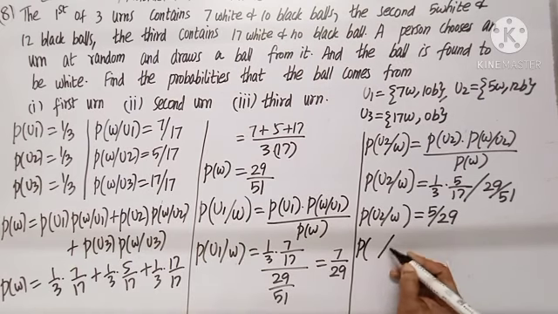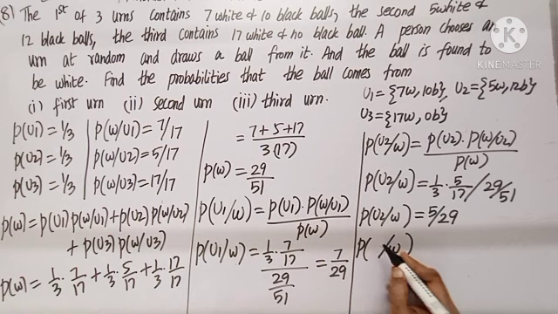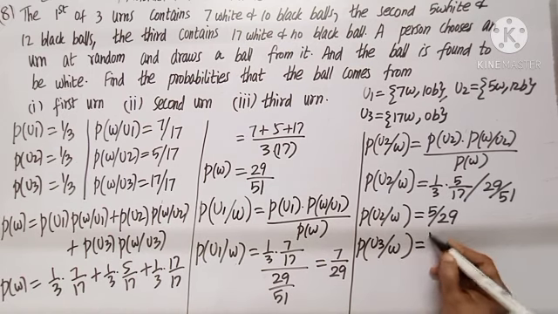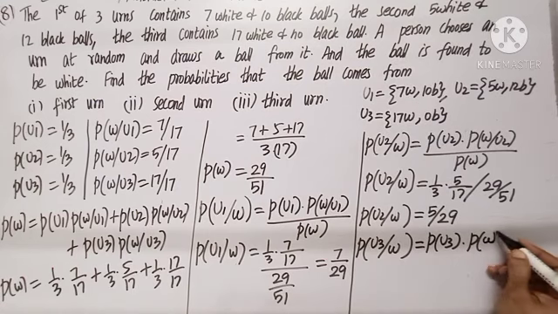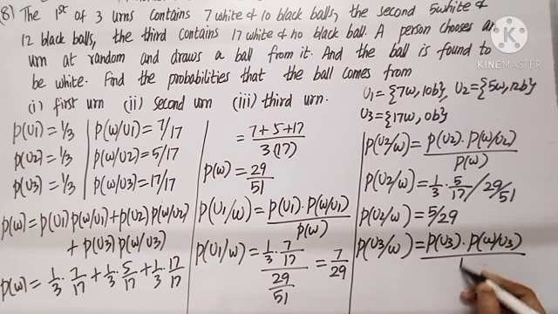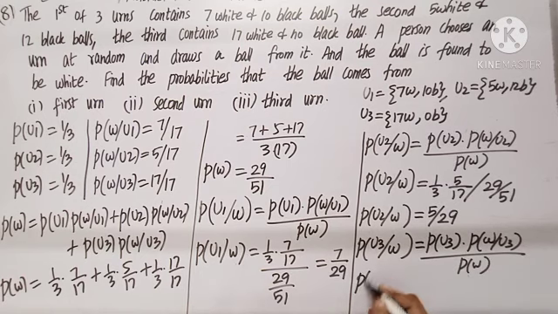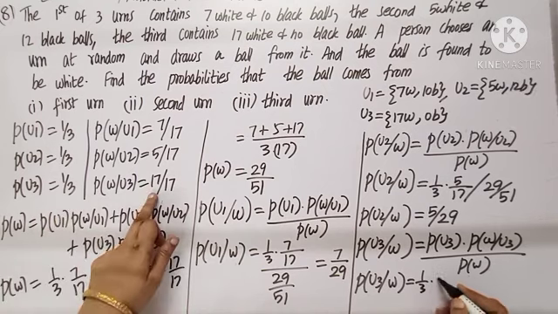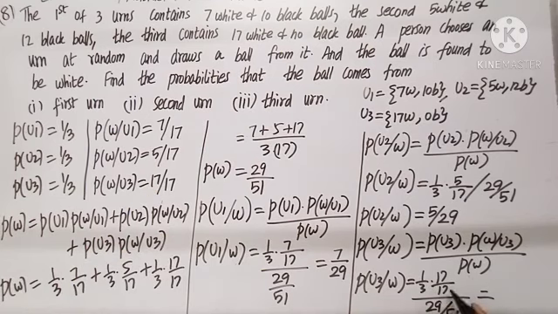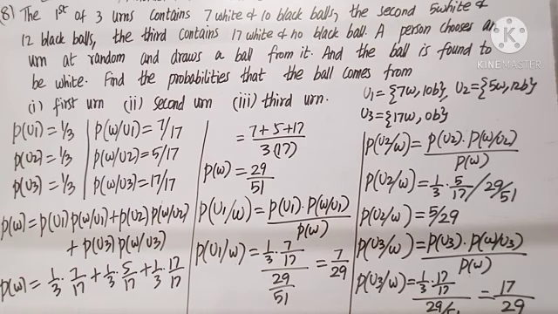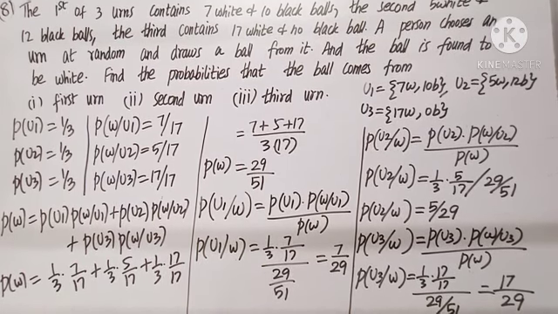What if it is white ball and it is from urn 3? P of U3 into P of W given U3 divided by P of W. So as I substitute the values, 1 by 3, 17 by 17 divided by 29 by 51. 3 into 17, 51 cancels. My answer is 17 by 29 and the problem is done.